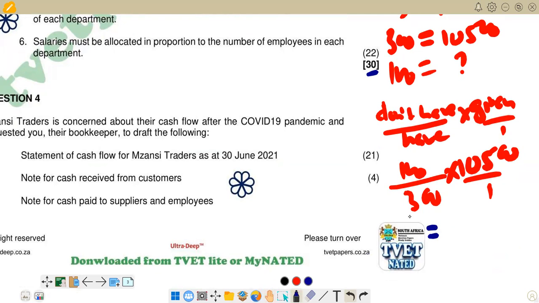If you calculate that figure correctly, representing drawings, you are going to see that we get 3,500. This is the cost price of the goods that were taken by the owner of the business for personal use. Remember, any goods taken for personal use represent drawings. So after this double entry, we are going to adjust now in the purchases account.